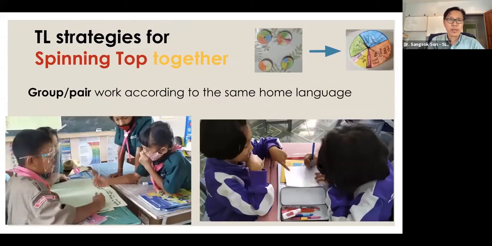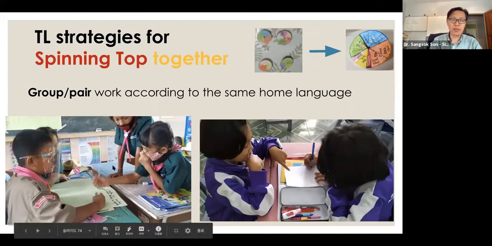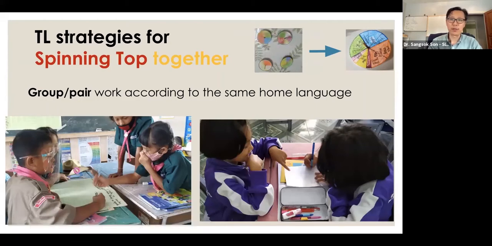Okay. Now let me show you some examples from the class, from the teachers who joined and implemented this project. So they had group work and pair work. I heard that the schools from Mindanao group the students according to the common home language, right? During this group work, they group the students according to their same home language. So in this small group or pair work, they can use their home language together with the school language freely. So this becomes spinning up together, and then they came up with one Thai language product.